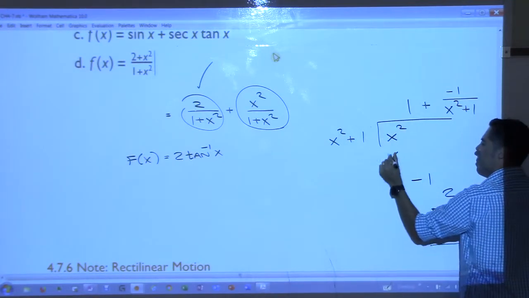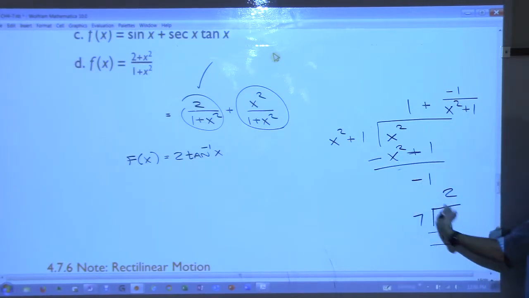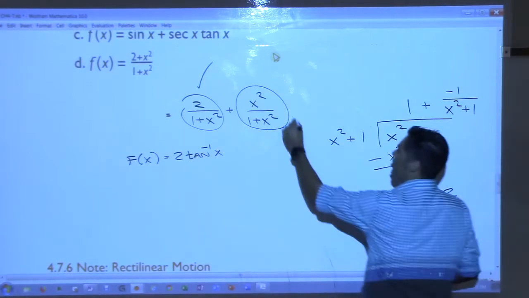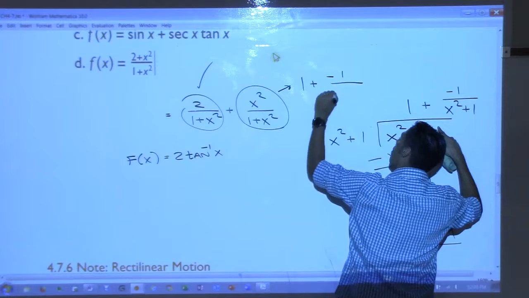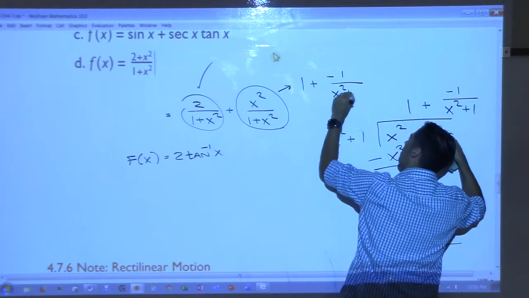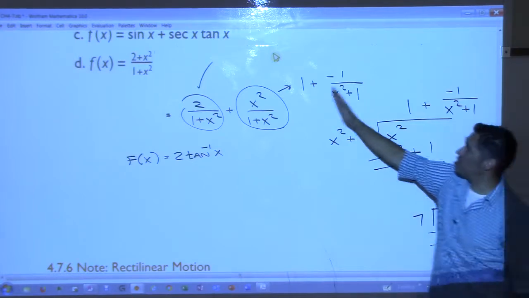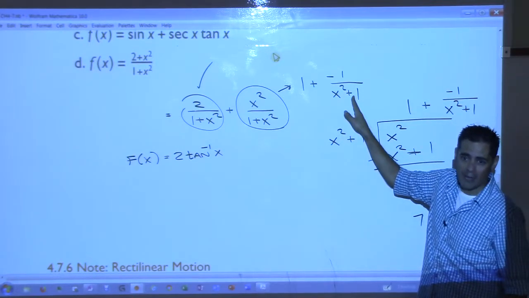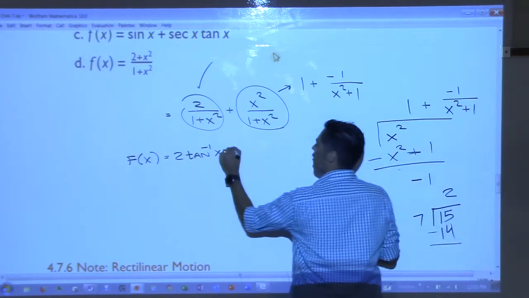1 hits those, come through, subtract, and then we get the negative 1. All right, so what we're saying here is that this expression right here is the same as 1 plus negative 1 over x squared plus 1. Right, that's what we're saying? And now, can you find the antiderivative of this? Yes, because what's the antiderivative of that by itself? Just x, so plus x.